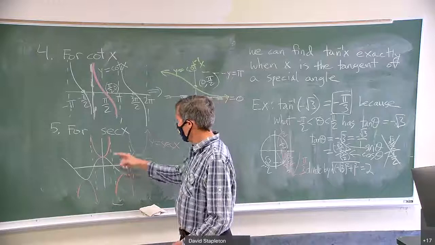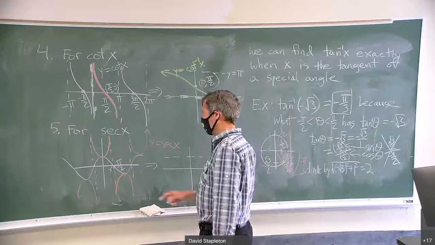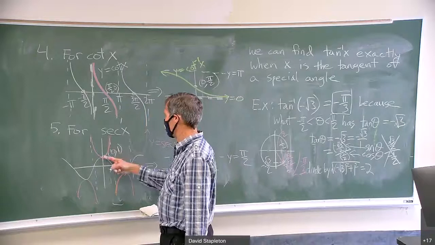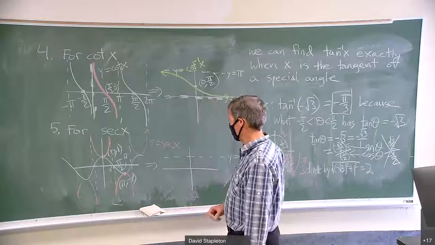So here it is. This is x equals pi over 2. This vertical asymptote flips, and becomes a horizontal asymptote, y equals pi over 2. You look at the points here, this is the point 0, 1 because the cosine of 0 is 1, so the secant is also 1. This one at pi, cosine of pi is negative 1, so the secant of pi is also negative 1, they touch there.